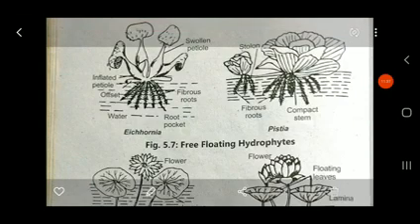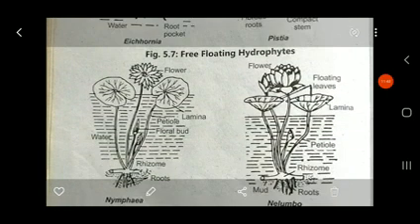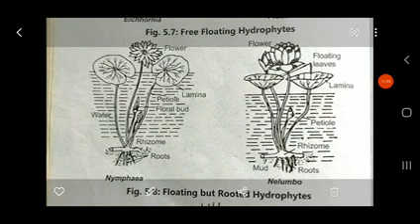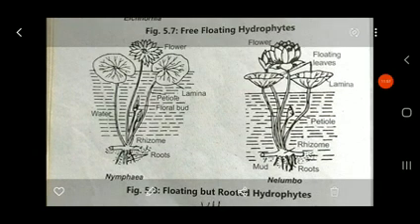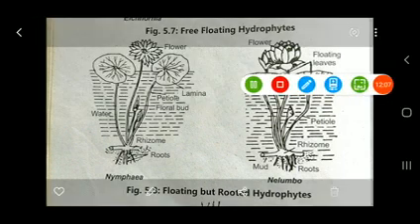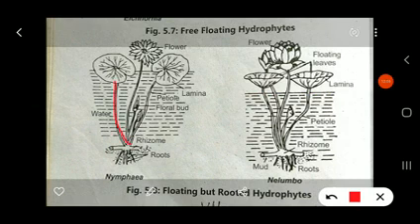Now another one, that is Eichhornia, with the same kind of swollen petioles and fibrous roots. Then here is another stolon in Pistia, with compact stems. Then this is a floating but rooted hydrophyte, Nymphaea, Nelumbo. We can see the leaf has special adaptations, while the stem and roots are poorly developed. Rhizomes are present, and above them there are flexible, long cylindrical stems that help in easy movement in the water.